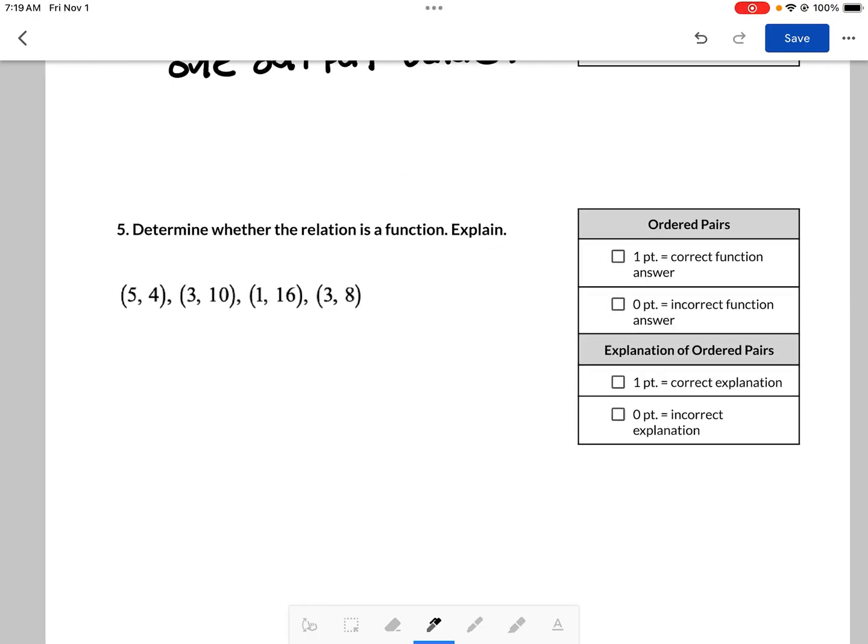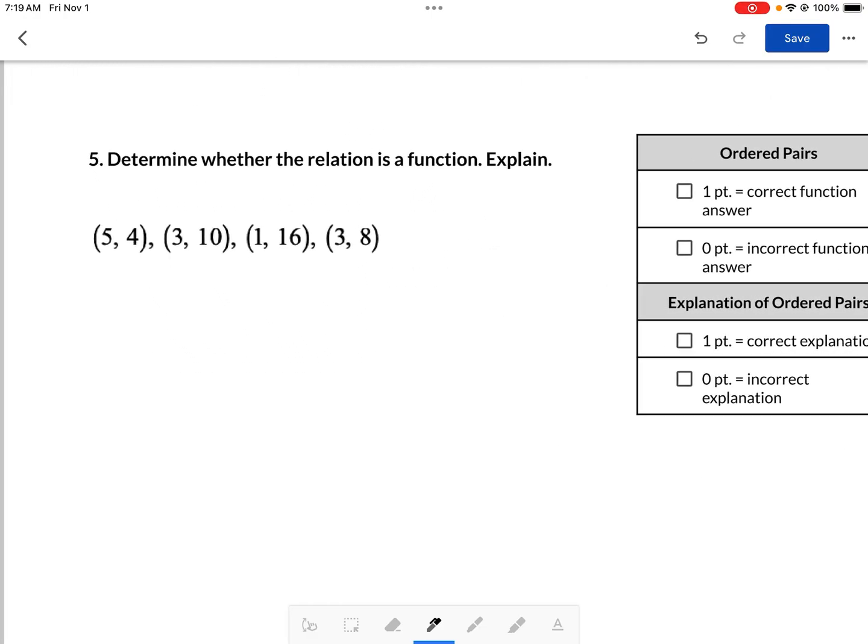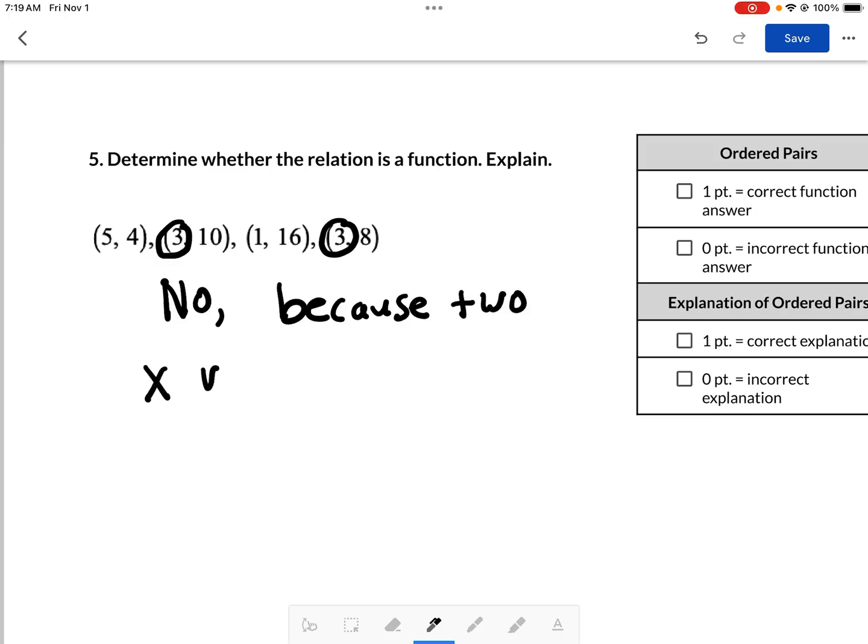I don't repeat any X values. Looking at number 5, my set of ordered pairs here, I notice that 2 of my X values are the same, and that can't be. We cannot have 2 of the same X values with ordered pairs. So this is not a function, no, because 2 X values repeat.